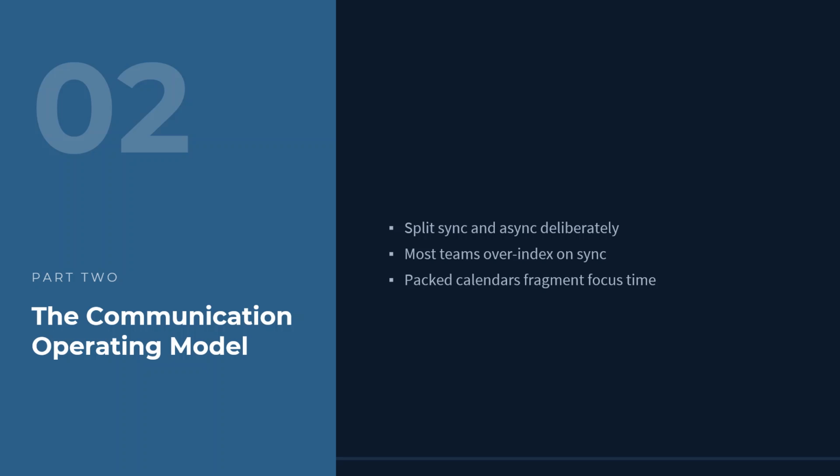The single most important decision in remote team management is how you split synchronous from asynchronous communication. Most remote teams default to too much synchronous communication because it feels familiar. The result is calendars packed with meetings that could have been messages and fragmented focus time for everyone.